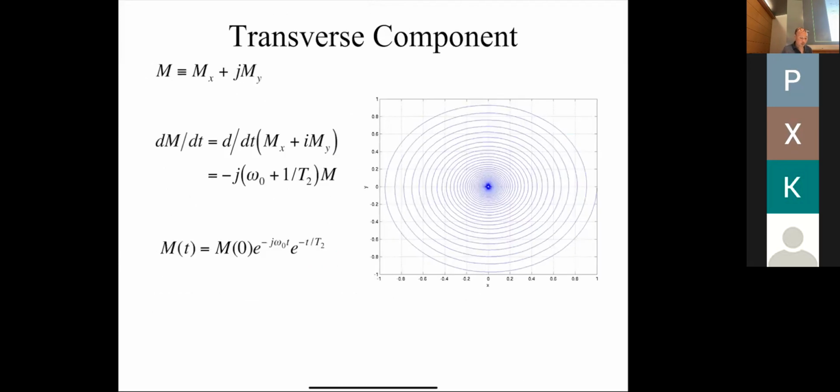The transverse component, remember, we have a complex notation for it, and it follows this equation of motion now. We already looked at this part. Now it's just got a T2 decay term with it. The general solution is e to the minus j omega naught t times e to the minus t over T2. At t equals 0, we start off here, and in the transverse plane it's precessing and also decaying at the same time. So that's the picture of transverse magnetization.